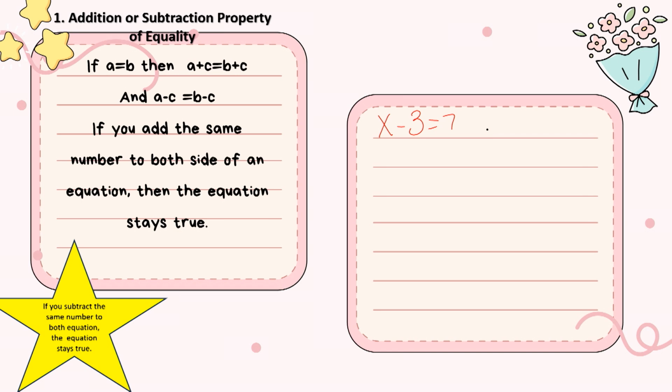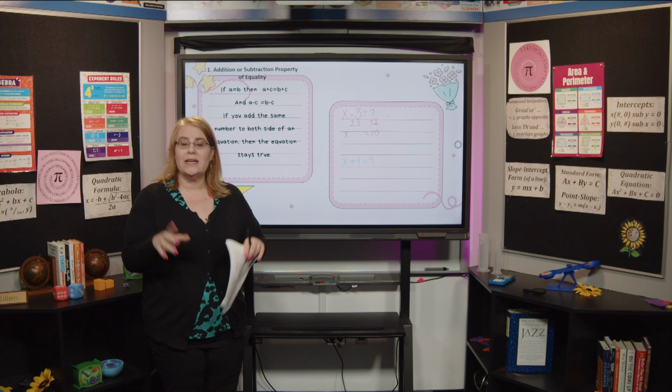So here, if I add the 3 to both sides, I keep it equal. I have x and 10. So it is equal, and I have found out what my variable equals. So let's look at another one. I think I'm going to do this one in a different color, just so I have different colors. I have x plus 4 equals 9. Now, I want to make sure that I keep this equation equal.